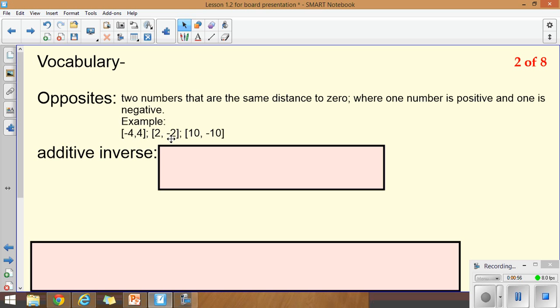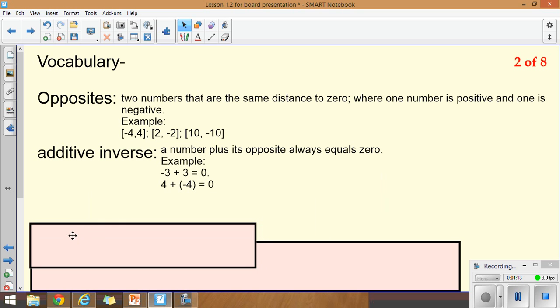2 and -2 are opposites. 10 and -10 are opposites. If I'm going too fast for you, feel free to pause the video and write the definition of opposites down before we move on to additive inverse.